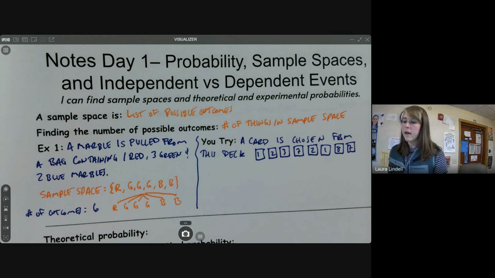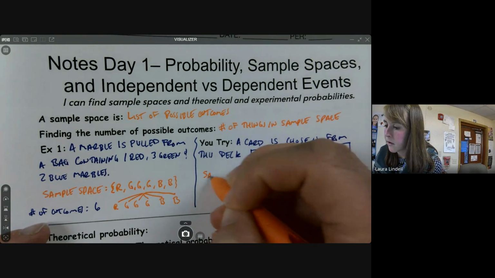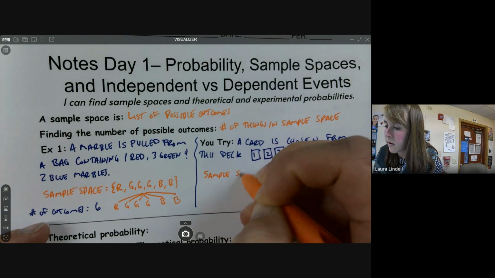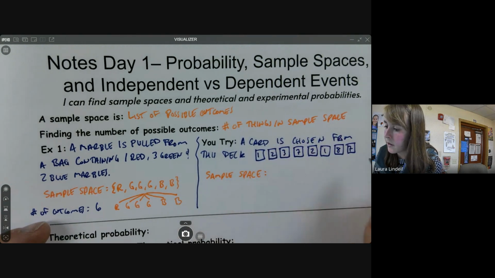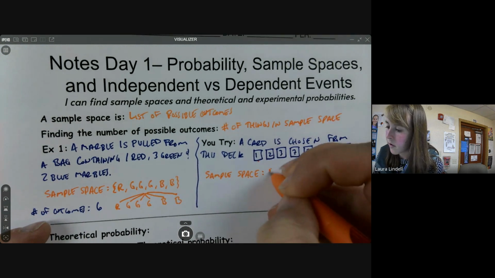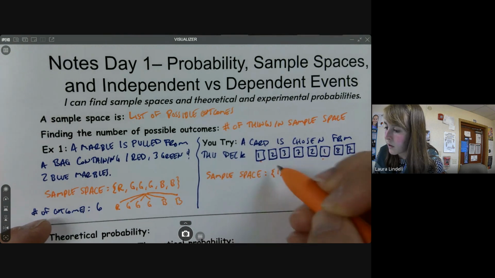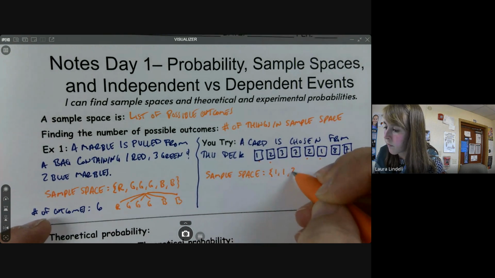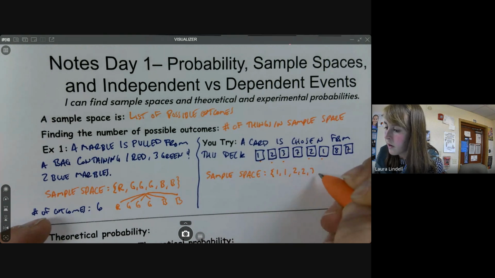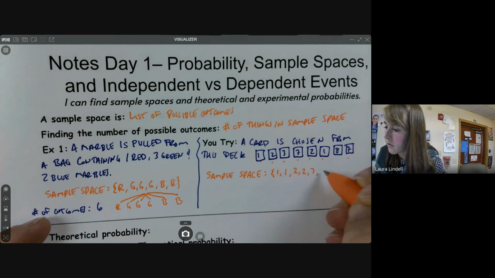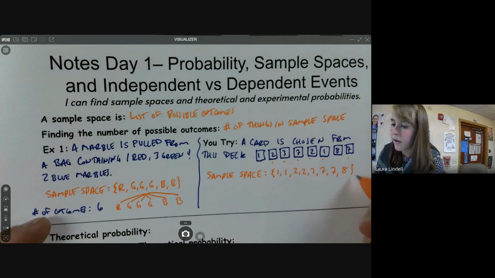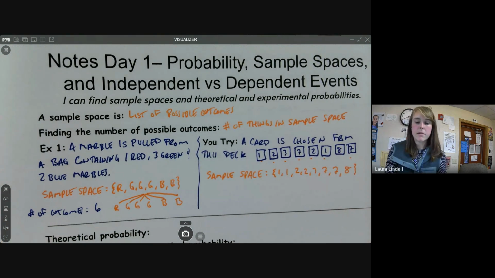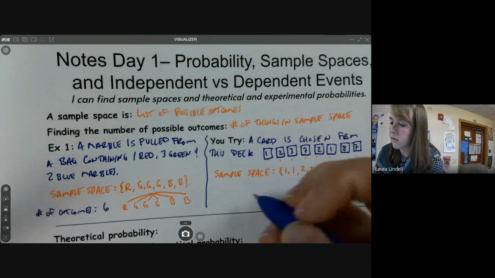All right, hopefully you did that. Most of the time you want to line up your sample space in order from smallest to largest. So our sample space: we had 2 1s, 2 2s, 1 3, 2 7s, and an 8. And then for our number of possible outcomes, there were 8 cards, so 8 possible outcomes.